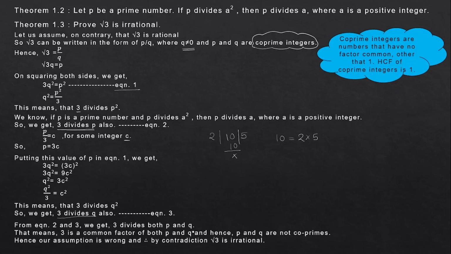We have come to a wrong result because we started with a wrong assumption. Since p and q are not co-primes, our assumption is wrong, and therefore by contradiction we can say root 3 is irrational. I hope all of it is understood. This is what is irrational.